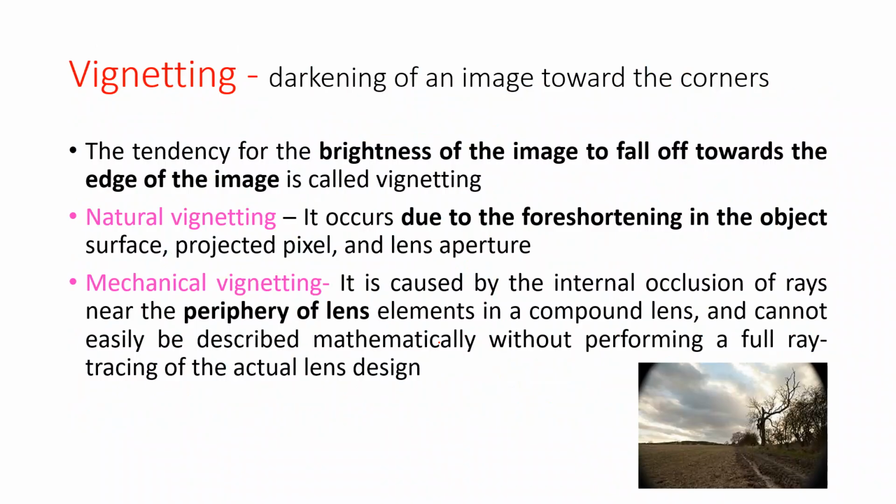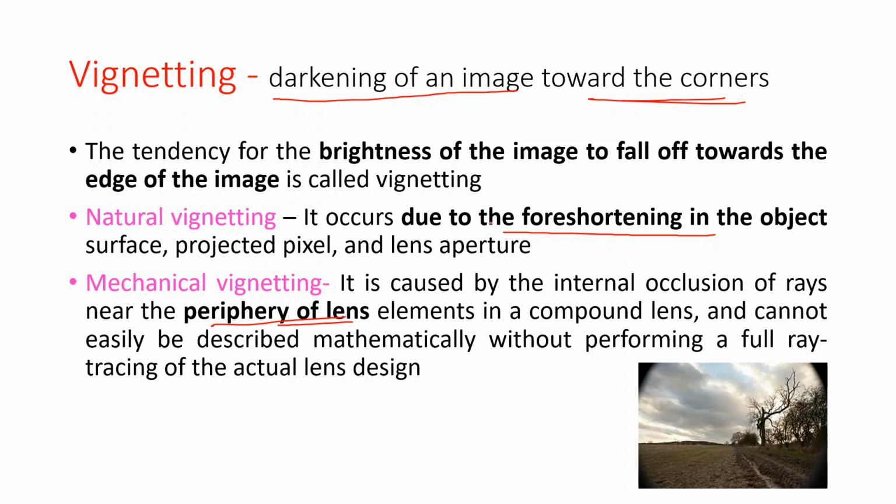Then the next concept is vignetting. Vignetting is nothing but darkening of an image towards the corners, which means the tendency for the brightness of the image to fall off towards the edge of the image is known as vignetting. There are two types: natural vignetting and mechanical vignetting. Natural vignetting is due to the foreshortening in the object surface. Mechanical vignetting is due to a fault in the periphery of the lens.